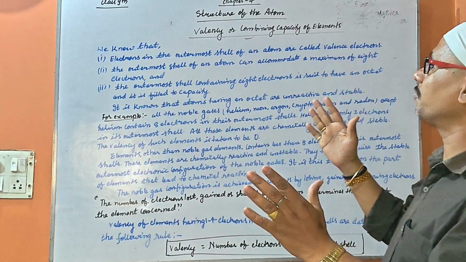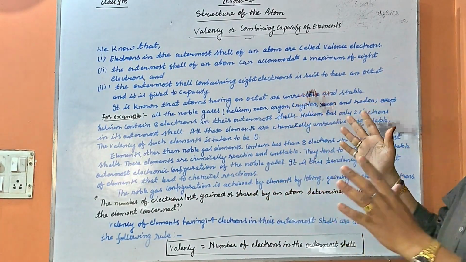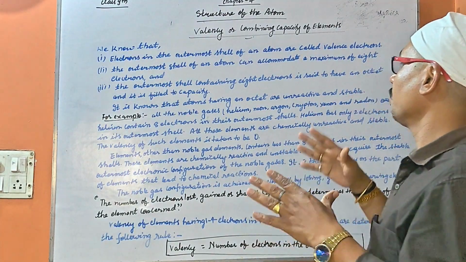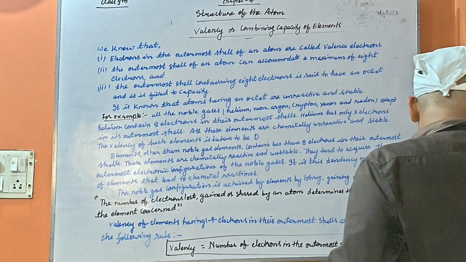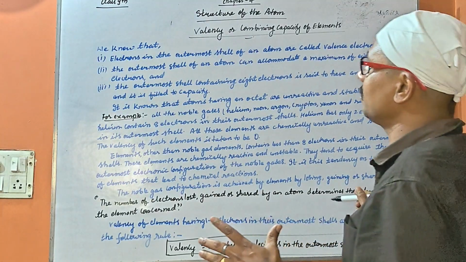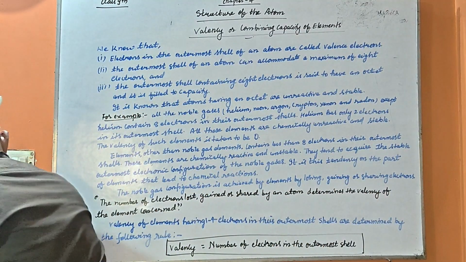So this is chapter number 4, Structure of the Atom, class 9 chemistry. Today I have come with the topic valency, or combining capacity of an element. So we have to understand the valency, or combining capacity, of the element.